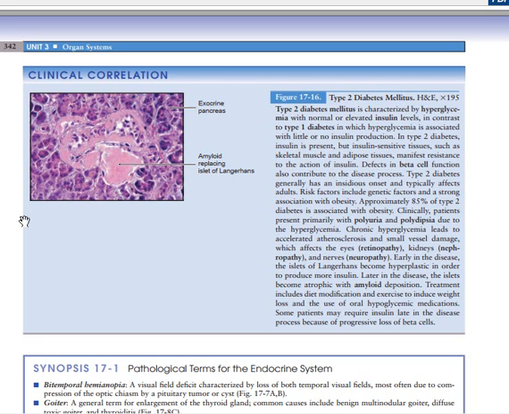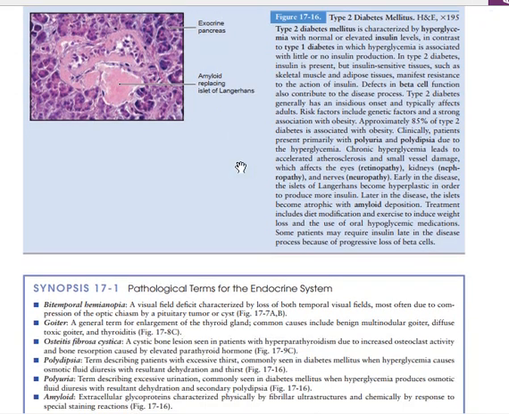On the histology section, you are going to see the exocrine pancreas, and then inside the islet of Langerhans, you see amyloid replacing the islet of Langerhans in the case of type 2 diabetes. So from here you finish with the endocrine pancreas, and then we move on to the next chapters.